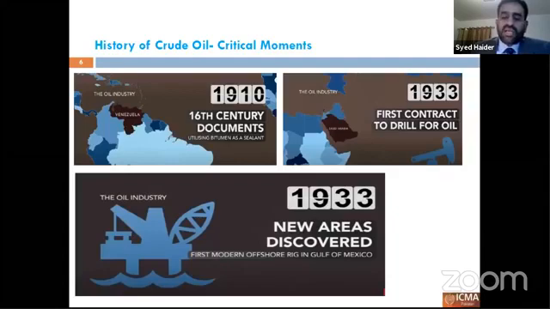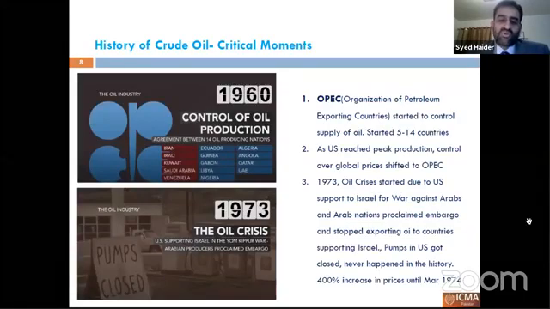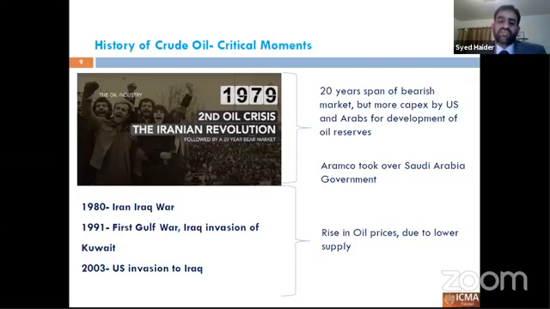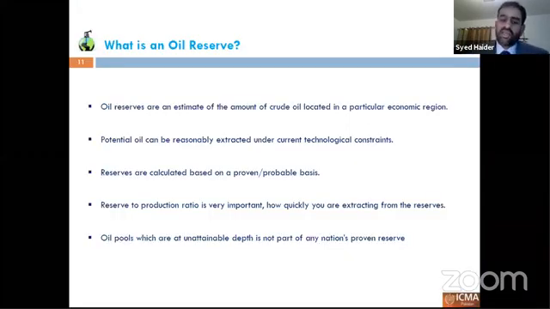So now we look at how the existing world has oil reserves and supply. Before we go into the numbers of where the reserves are, when we say oil reserve, it is basically an estimate, because nobody can go physically hundreds of feet down in the ground to look at how much oil is there. So technology is used to estimate how much crude oil is located in a particular economic region. And a very important thing is how much of this oil can be reasonably extracted under current conditions and current technology constraints. If the oil cannot be extracted from these regions or particular areas, it is not considered a proven reserve.